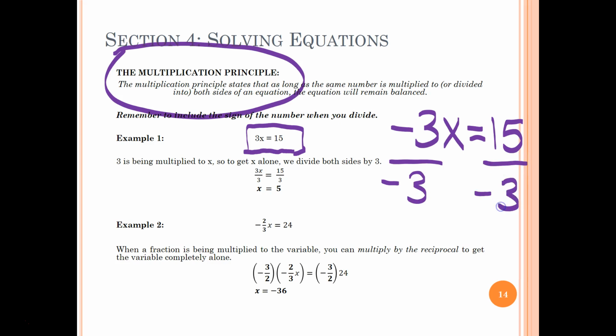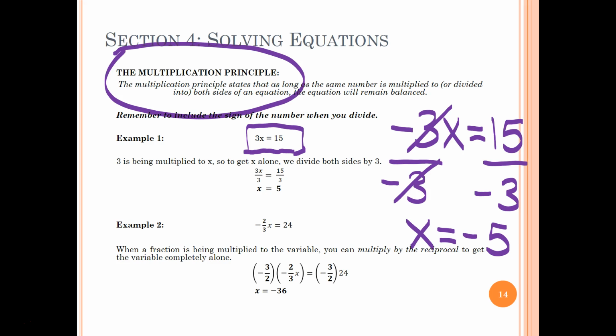So we're going to divide by that quantity on both sides of the equation, leaving us with x equals -5. So signs absolutely matter. And when it comes to the multiplication principle, they're just going to come along for the ride. Now, here's an interesting one as well.